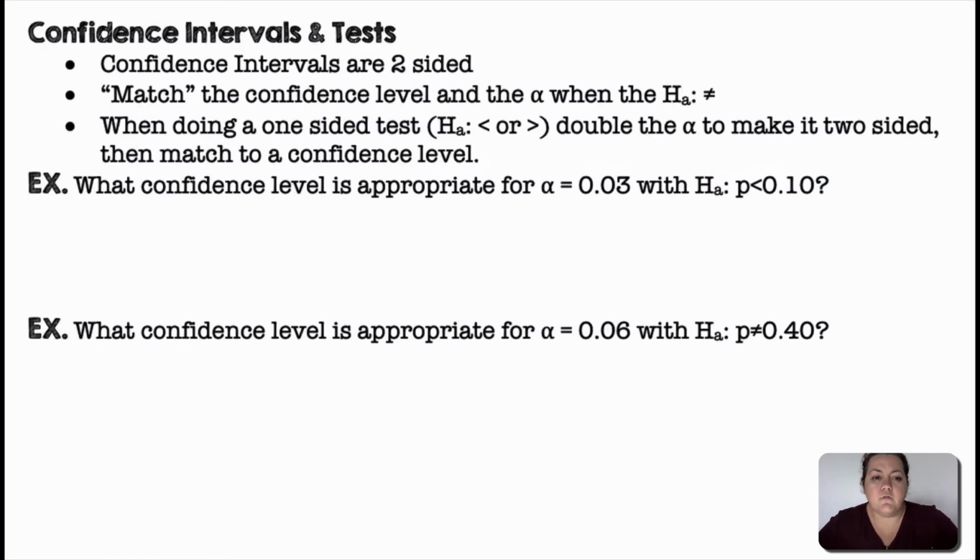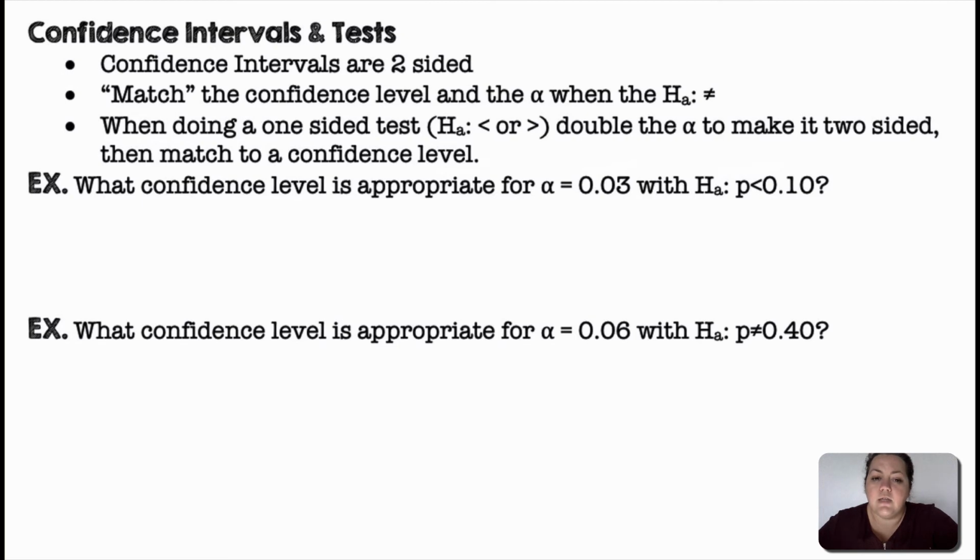All right, confidence intervals and tests. So confidence intervals are two-sided. They match the confidence level and the alpha value when the alternative is a not equal to test. When doing a one-sided test, if the alternative is a less than or greater than, we double the alpha value to make it two-sided, then match it to the confidence level.